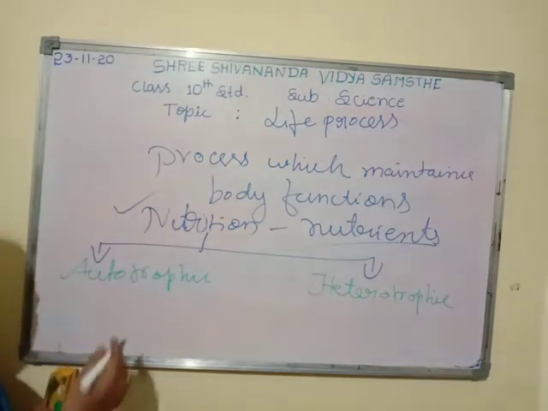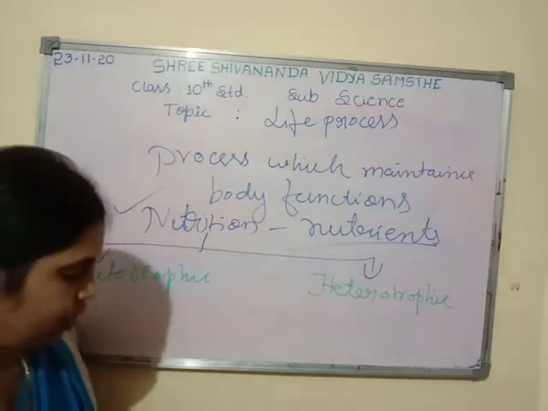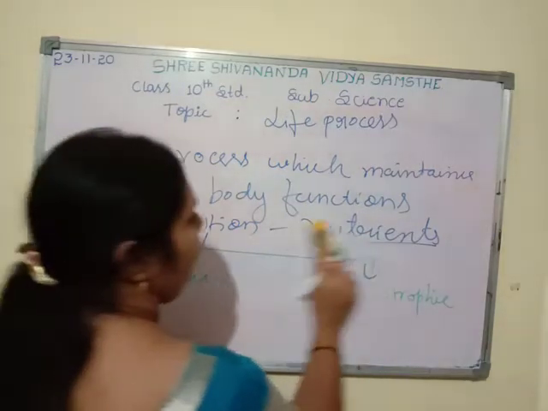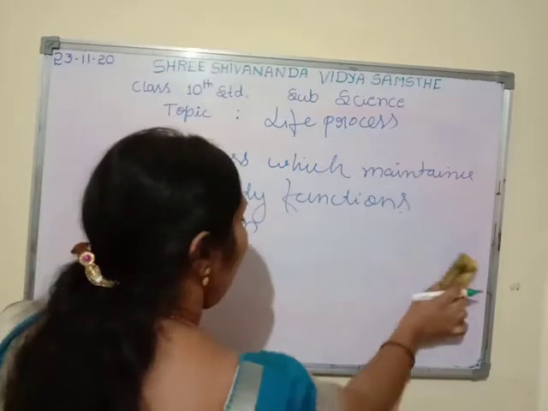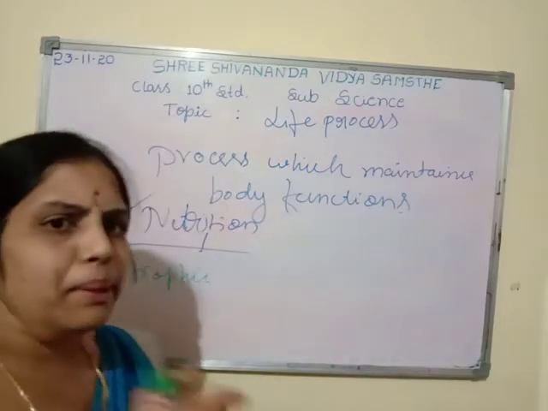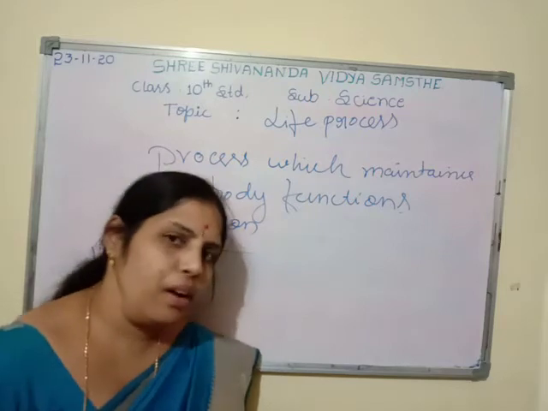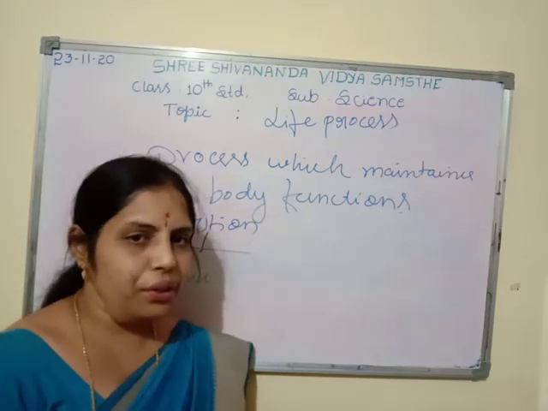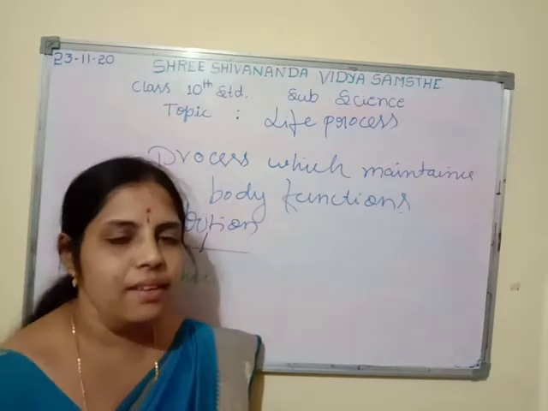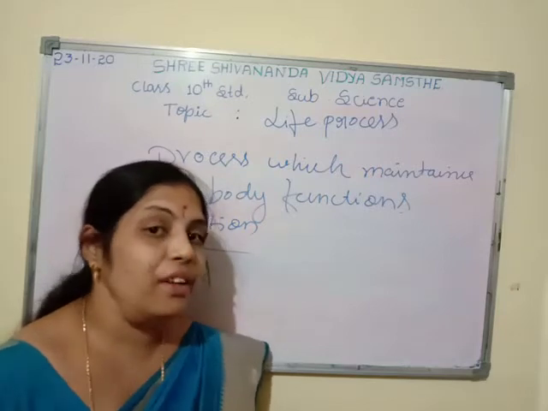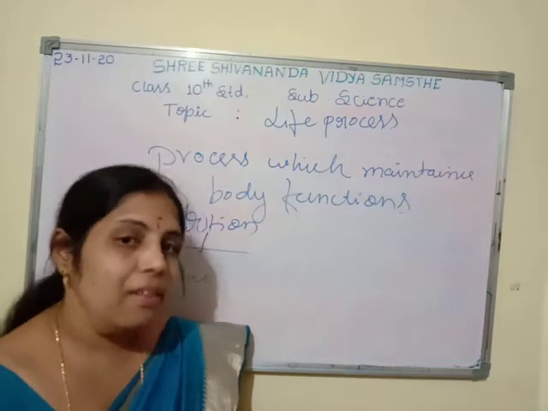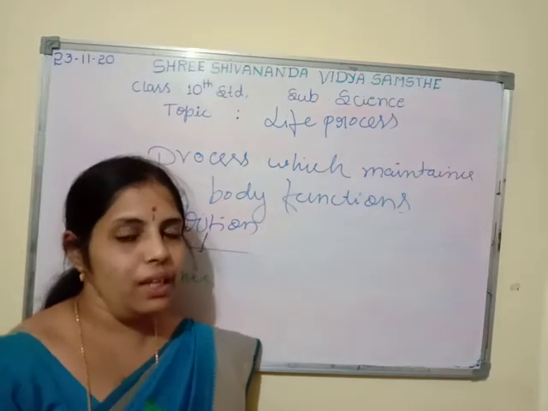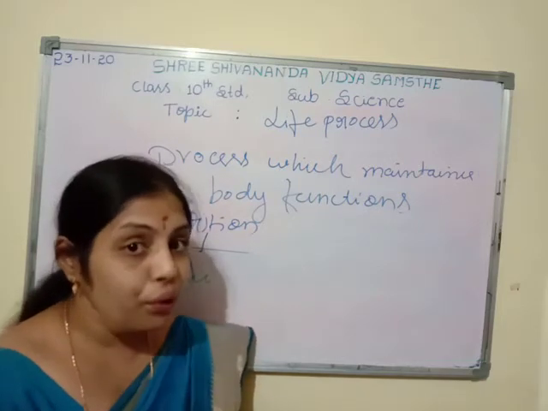Let us study autotrophic nutrition in detail. Here autotrophs are nothing but plants. What are autotrophs? Autotrophs are nothing but the plants. The plant which can prepare its own food is known as an autotroph. The organism which can prepare its own food is known as an autotroph.